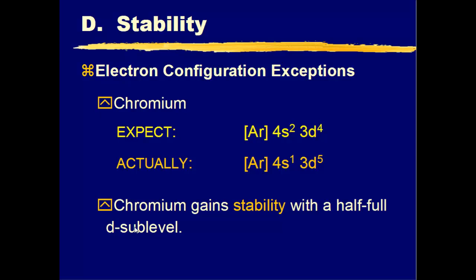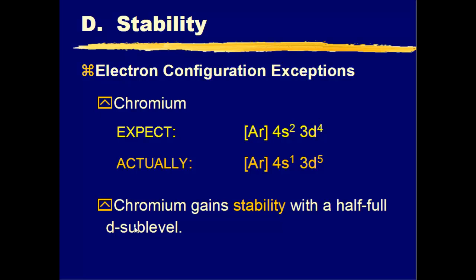So kind of imagine what a 3d4 looks like. There are 5 blanks there, and you've got 4 check marks, one in each of the first 4 blanks. So that last orbital is empty. If you could put one more electron there, you would have that sublevel half filled, and that would make chromium more stable. Well, elements like their stability, so it wants to do that.